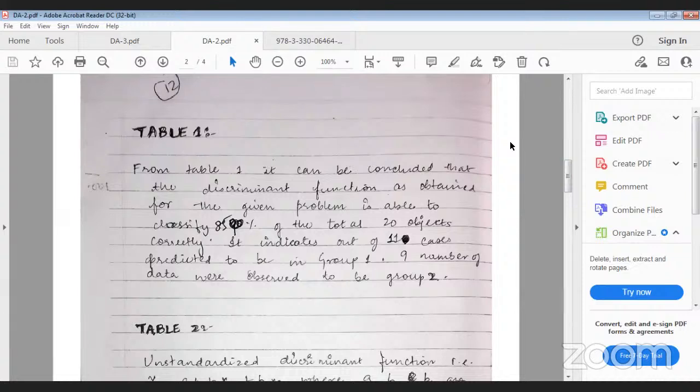Okay, 85% of the 20 objects are classified correctly. Out of 20 objects, 85% are classified correctly. It indicates 11 cases predicted to be group 1 and 9 data points observed to be group 2. So in that table, whatever result we have got out of 20, which one comes under what group? 11 cases come under group 1 and 9 cases come under group 2. Group 1 is your national brand and group 2 is your local brand.